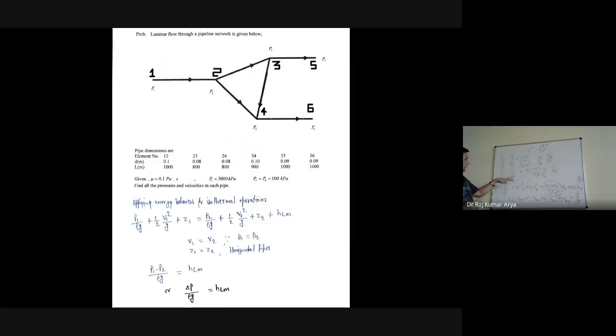Now 2, 3 both are unknowns. So 2 would remain like that only. At the place of 3, I have now the coefficient here, which is 1 by rho g. This is what I have. P4 we don't have, and V12 is also not present here, so this term is 0.